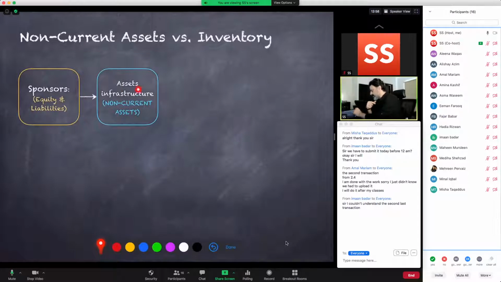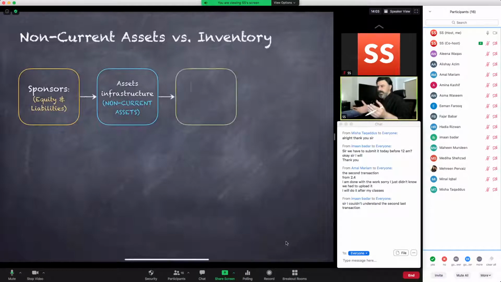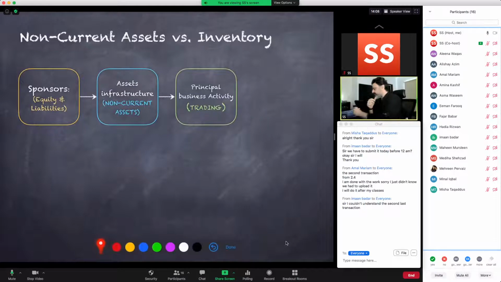This assets infrastructure, or non-current assets, is going to serve like an aquarium in which your fish, which is your principal business activity, is going to survive. The businesses that we know of, you can classify these businesses in two types. Either they are service businesses or they are trading businesses.